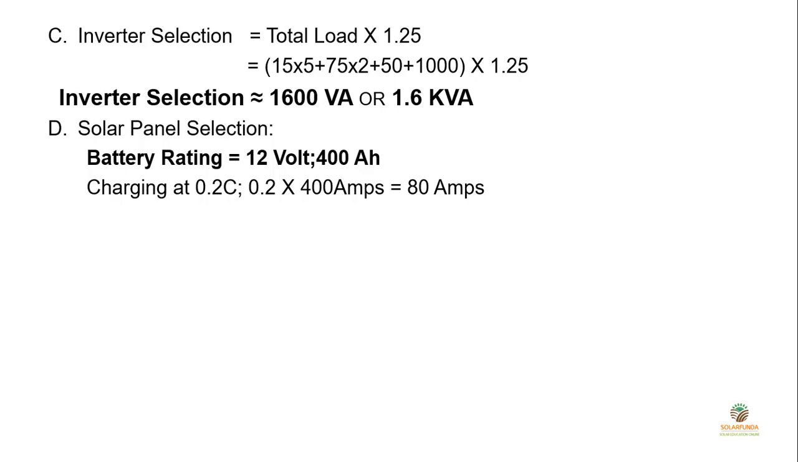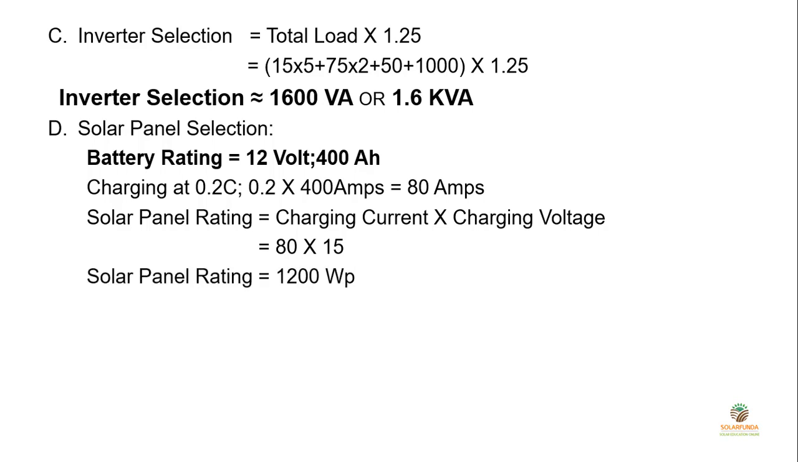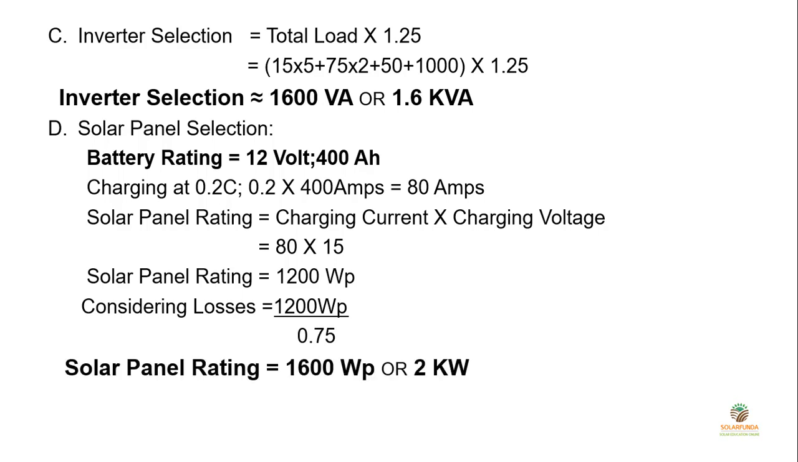We can find out solar panel rating by multiplying charging current with charging voltage. Charging voltage is slightly higher than battery voltage. I am taking 15 volts here. So multiplying these numbers, I will require 1200 watts of solar panels in this case. If I consider 25% losses in the system, my solar panel rating will rise to 1600 watts peak.